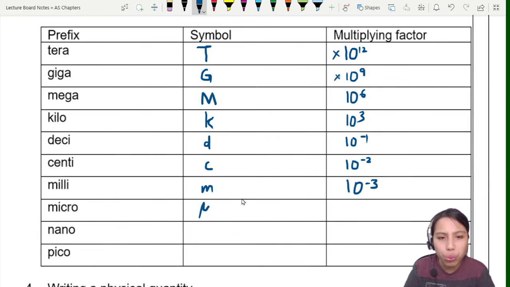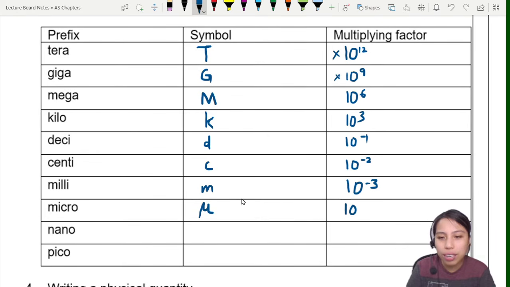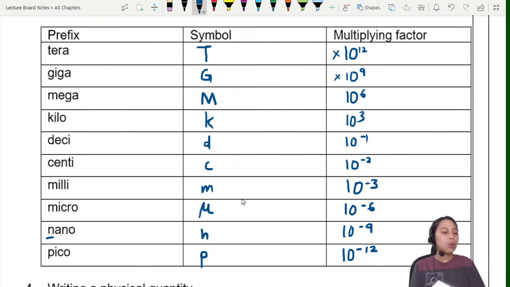Micro is a mu. That curly thing is a mu shape. This is 10 to the negative 6. Nano, N for 9, 10 to the negative 9. And the last one, pico. I think we've gone all the way to 12. Okay, so this is 10 to the negative 12. Whew, that is a lot.